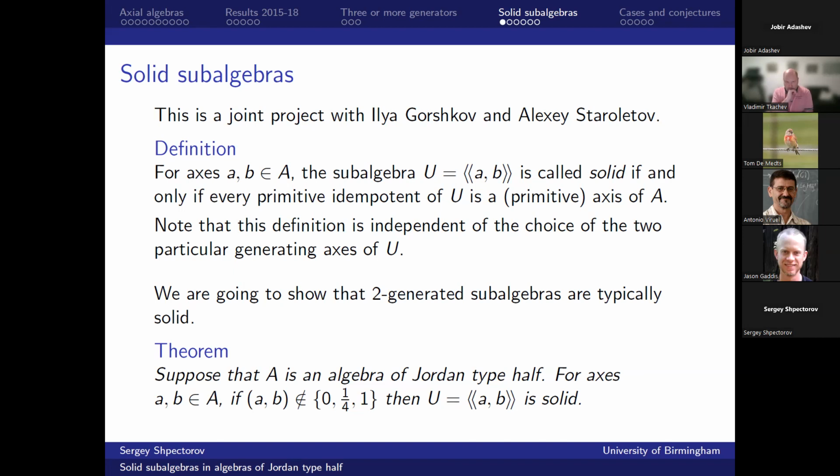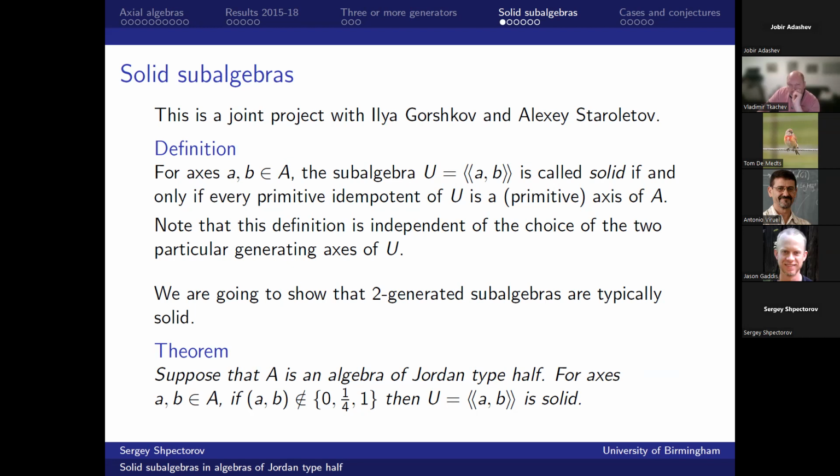And here is the main theorem. Suppose that A is an algebra of Jordan type half, with axes a, b in A. If the value of the form, which appeared as phi, which appeared as alpha later, so if this value (a, b) of the Frobenius form is not in the set {0, 1, 1/4}, then the subalgebra they generate is definitely solid. So you have plenty more axes in the big algebra.